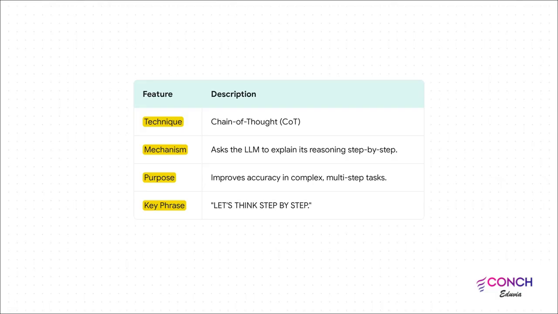You literally just ask the AI to show its work. By adding a little phrase like, let's think step by step, you make it slow down, lay out its reasoning, and then give the final answer. It sounds too easy, but for math problems or complex logic, the improvement in accuracy is just wow.